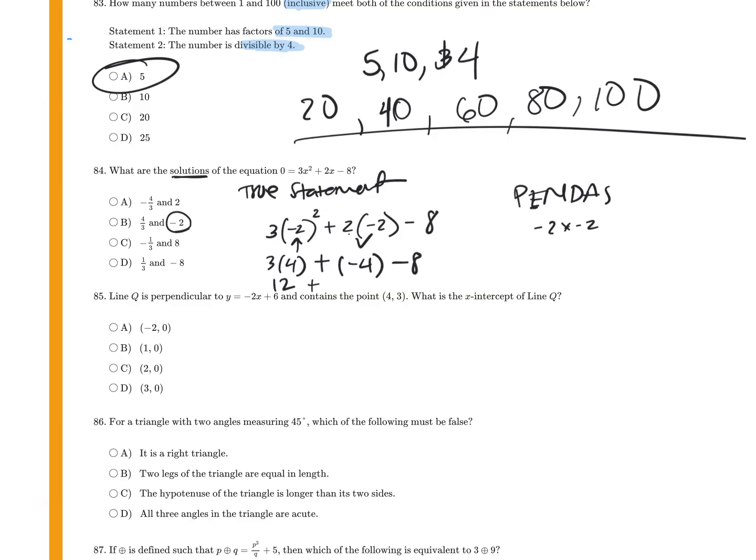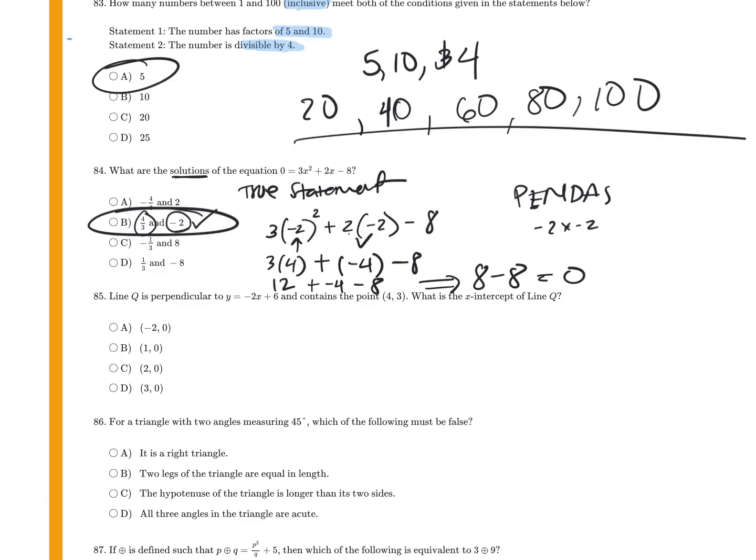3 times 4 plus -4 minus 8. That becomes 12 plus -4, which is the same thing as saying 12 minus 4, which is 8. And 8 minus 8 is 0. So -2 is an answer. If -2 works and there's no other answer choice that has -2, that means 4/3 also works and B is the answer.